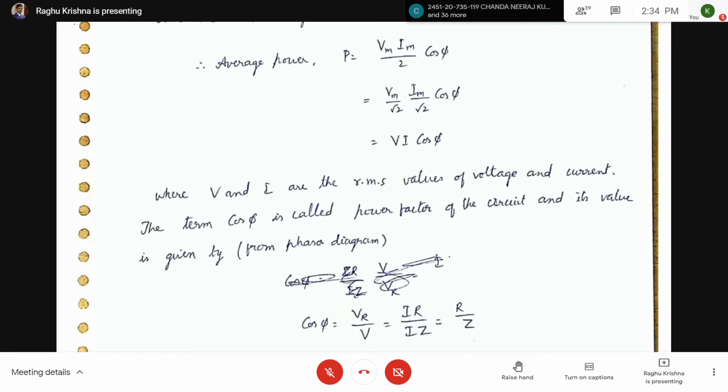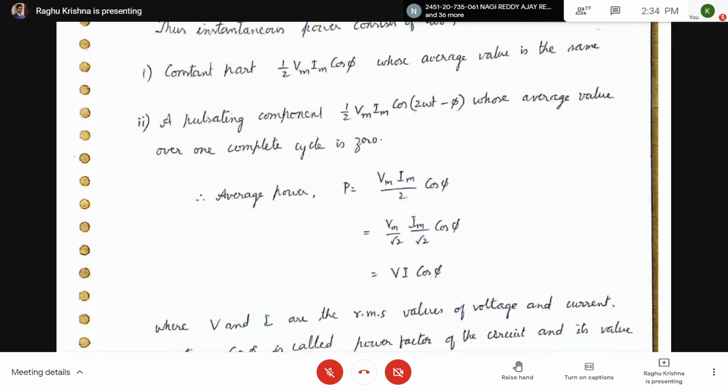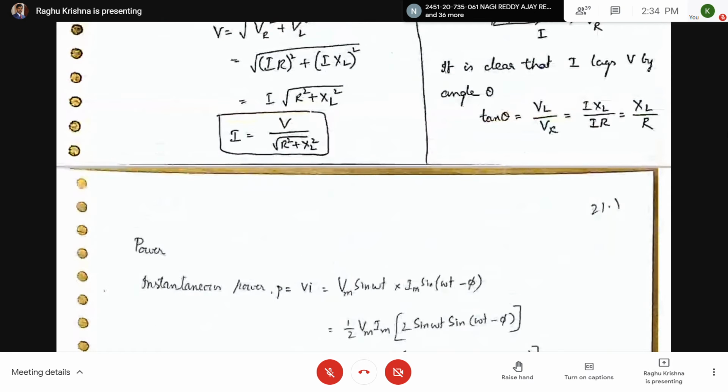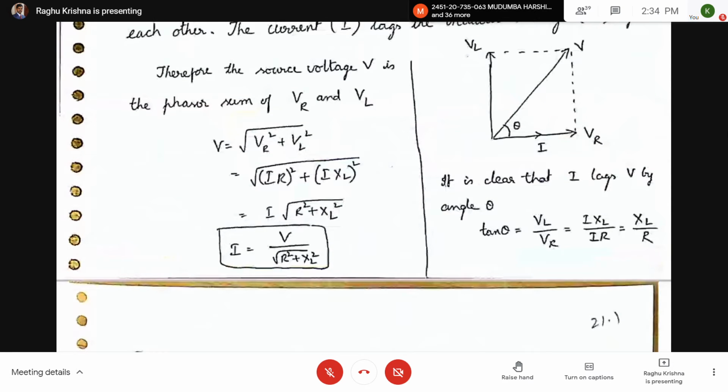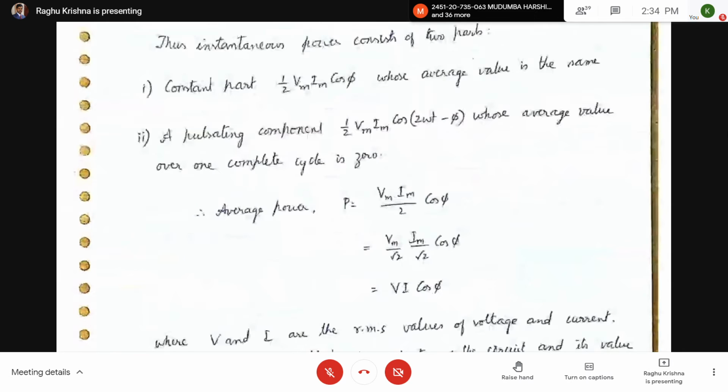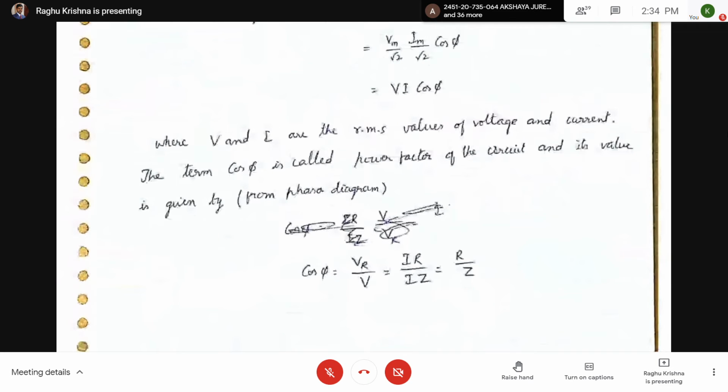So cos phi equal to VR by V. Already we know that cos phi is equal to VR by V, so you are going to get R by Z. The cos phi can be obtained by VR by V, that means the voltage across the resistor divided by the applied voltage, the RMS value of the voltage across the resistor divided by the RMS value of the supply voltage. By that, we are going to get the value of the power factor.